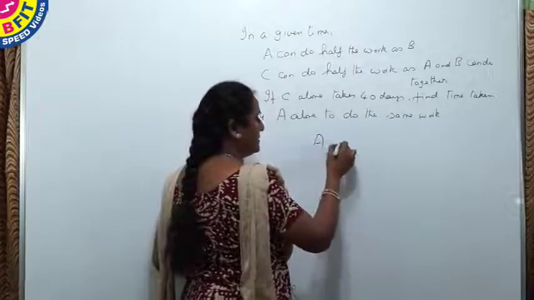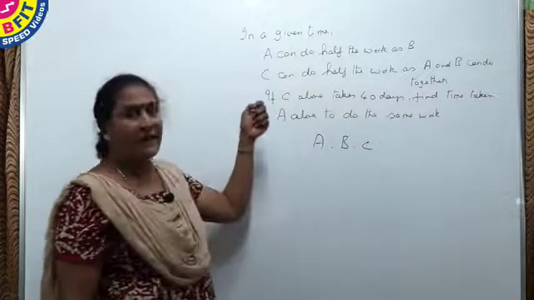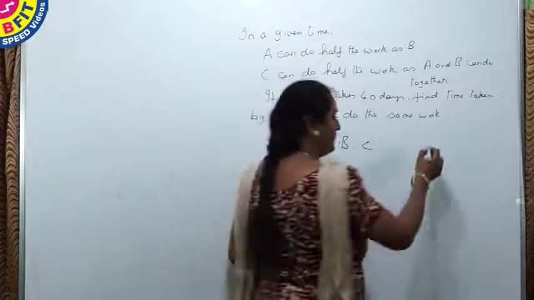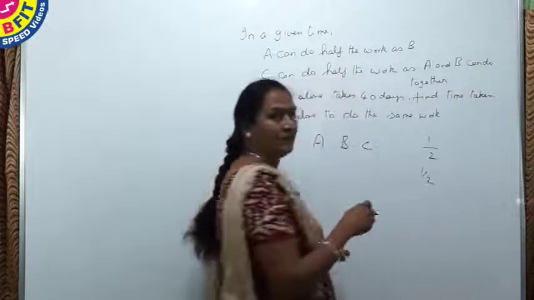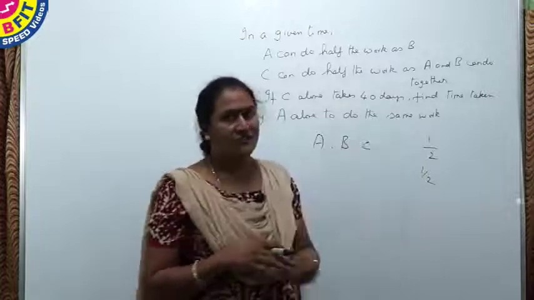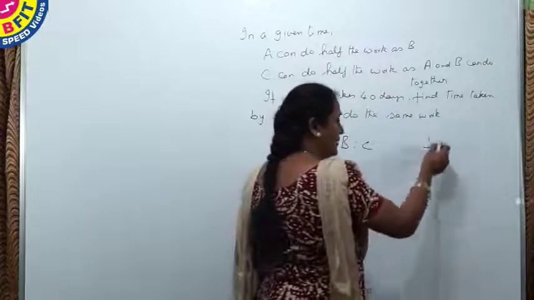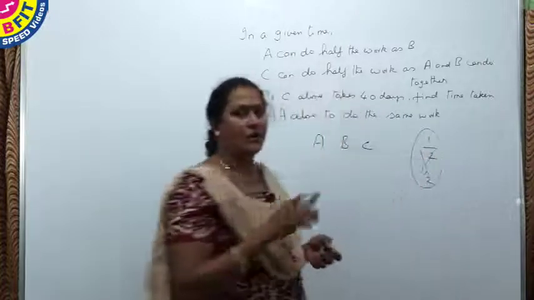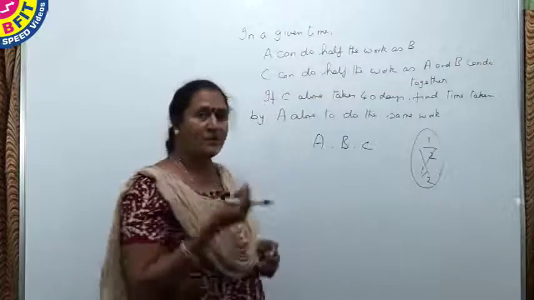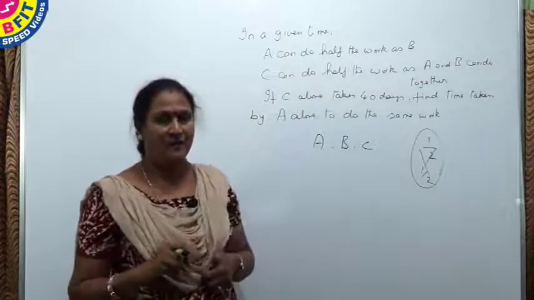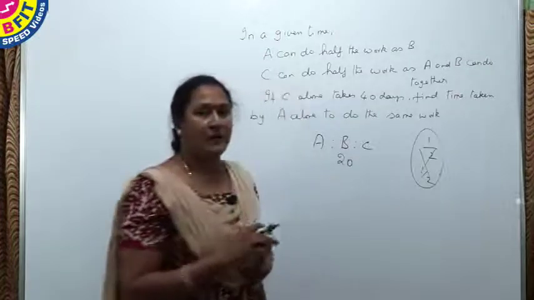So we have three persons, A, B and C. It is given that A can do half the work as B, and C can do half the work as A and B together. Instead of taking all these fractions, I have told you to assume some work, so that will be easy for our working. When A can do half the work as B, you assume any comfortable value for B. So I will take B can make 20 toys.